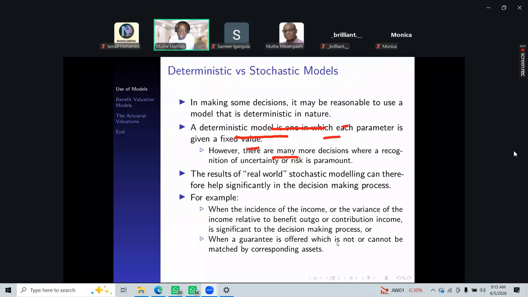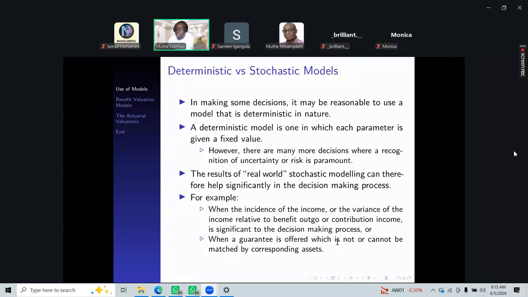I just have to comment about this one here as well. We have what we call deterministic and stochastic models. I hope you are familiar with these types of models. There is nothing strange here, because you have models which have certain parameters, and we simply assign fixed values to these parameters. That is a deterministic model. Is that a good model? Is it not a good model? It depends. But we are saying maybe a stochastic model is more realistic.